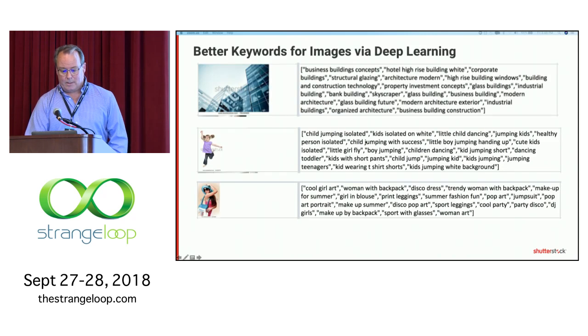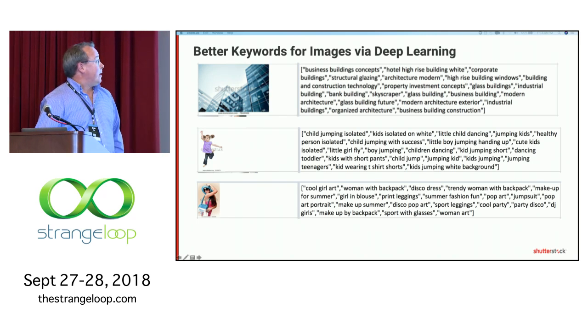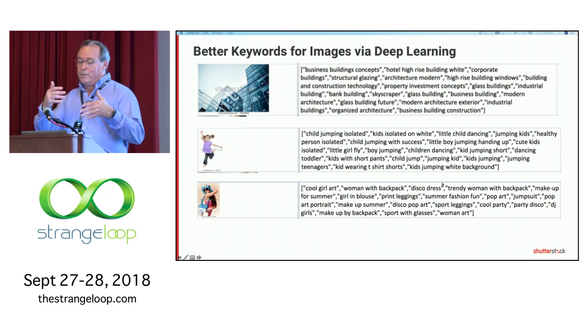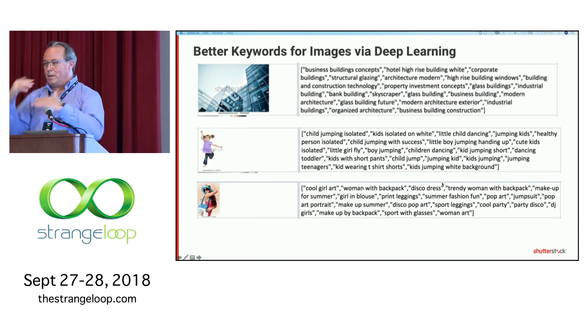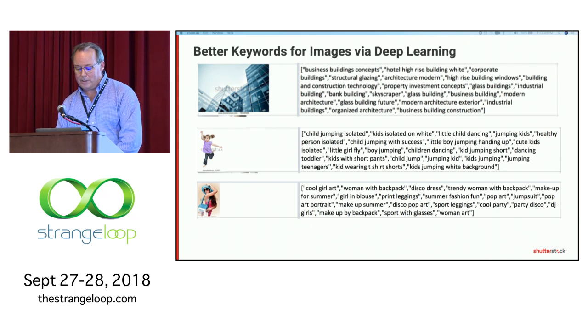If you do that, you can get results like this. Notice that these results are not unigrams. They're almost no unigrams. They're more like what humans type and think. They're not perfect. Any of these results can be imperfect, but they're a lot more perfect than we saw a minute ago. Look at the one here in the middle: jumping child isolated, kids isolated on white, little child dancing, and so forth. This one here: cool girl art, woman with backpack, disco dress. I'm not sure if that's perfect. These are all keywords where people, when they saw that image being displayed with that keyword, clicked on it. It's actually crossed millions and millions of search events across millions of images.